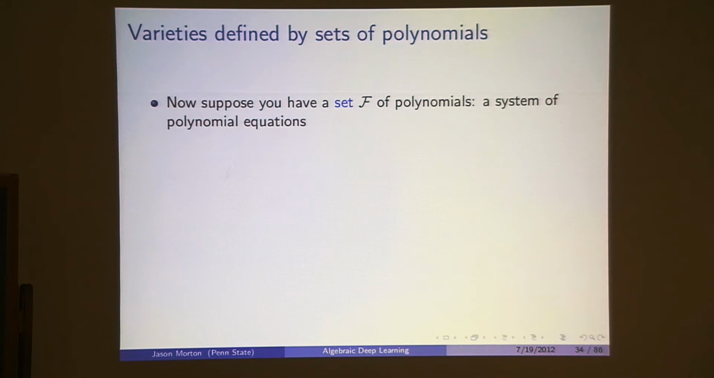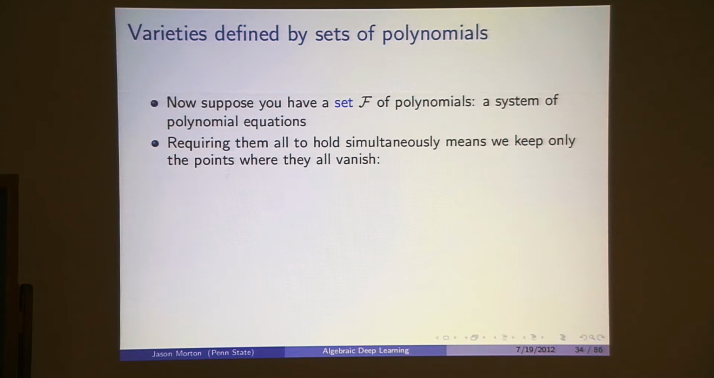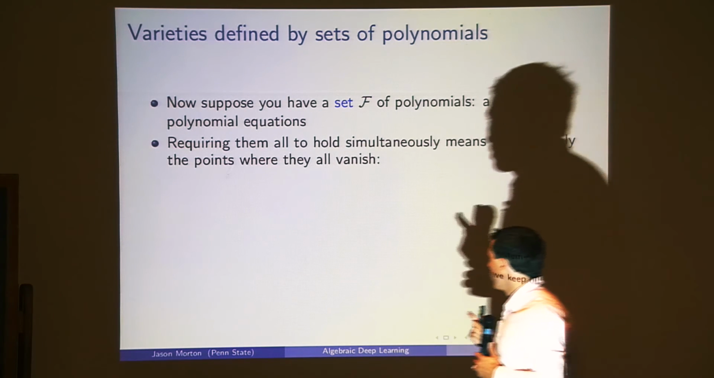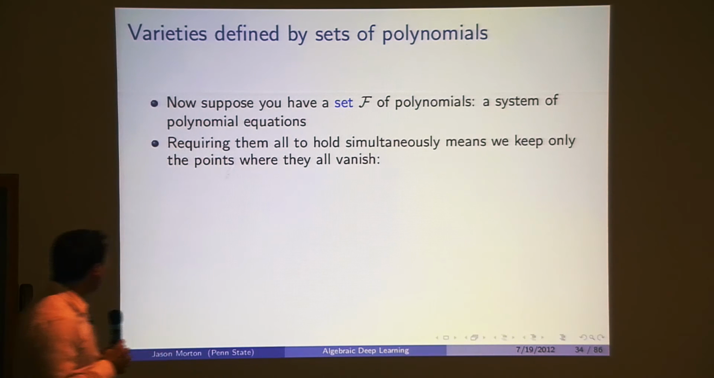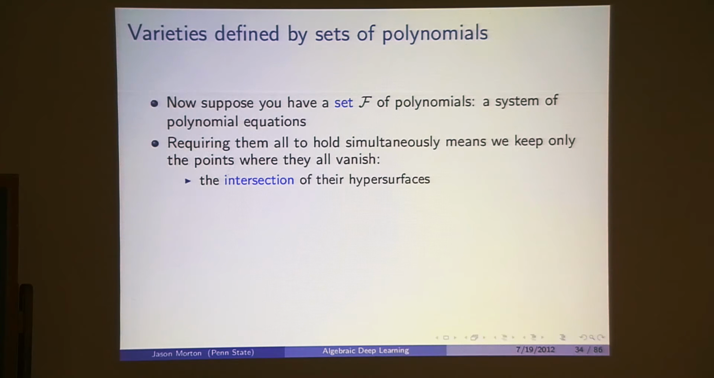Okay. So that's with one polynomial. Now suppose I have a whole set of polynomials, a system of polynomial equations, like a system of linear equations, but I'm allowed to square and cube and multiply things. I'd like to require that all of these polynomial equations hold simultaneously. That is, I'd like to require that all of the polynomials vanish, so we want to keep only the points where they all vanish. So we have a bunch of hypersurfaces. And do we want the union or the intersection of those hypersurfaces? We want the intersection, the place where all of those things agree.